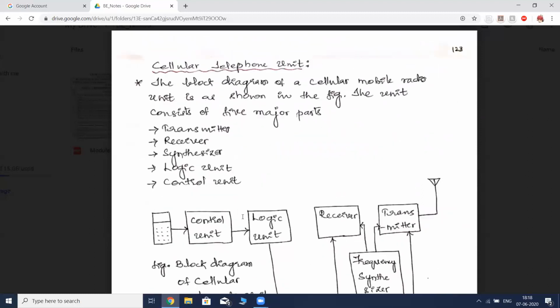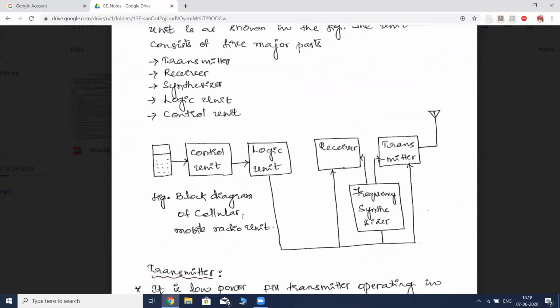So this is the cellular telephone unit, which consists of 5 important parts. The transmitter, obviously, is going to transmit the signals. The receiver: here frequency modulation is used, so the FM transmitter as well as the FM receiver are used. The frequency synthesizer, as it is known, generates the frequencies that are used by the transmitter as well as the receiver. In order to control all the things, we require the control unit as well as the logic unit.